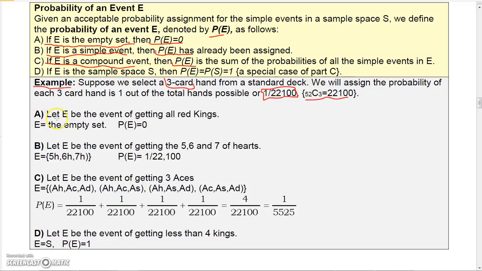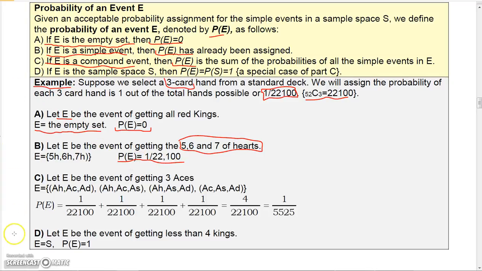Now, let's say I assign the event that I'm looking for to be getting all red kings in a 3-card hand. Well, we know that that event is the empty set because you can't get 3 red kings. So therefore the probability of that event would be 0. That corresponds with A up here. Now let's assume E is the event of getting a particular 3-card hand, like the 5, 6, and 7 of hearts. Well, that's a simple event. So E is a simple event, and as I said up here, it's already been assigned. So that probability is 1 out of 22,100.